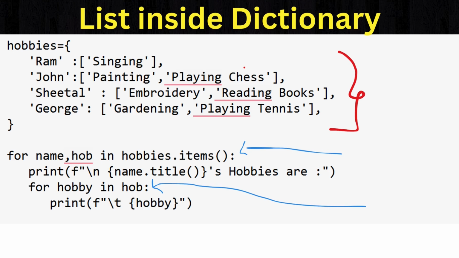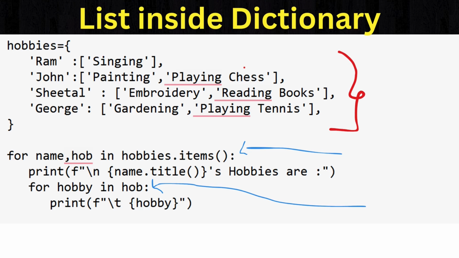Okay, as a person can have one or more than one hobby, we have to nest the list inside the dictionary here too. Here, hobbies is the name of the dictionary. Inside that, you see the names of your friends as the keys, and the values are their hobbies. So Ram has singing, John has painting and playing chess, Sheetal has embroidery and reading, and George has gardening and playing tennis.